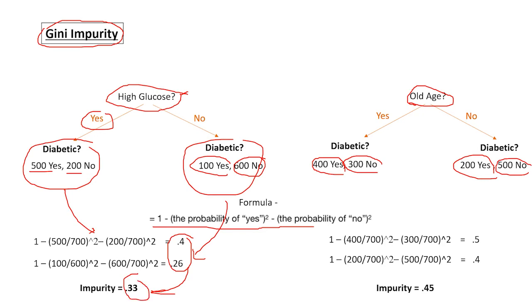Now let's suppose there were 700 yes and 0 no. The probability of yes would have been 1, so the impurity would have been 0. Then high glucose would have been a perfect, ideal feature to be used as the root node. But there is some impurity, and the feature with the lower value will be used as the root node. So in this case, high glucose is giving more purity than old age. So high glucose will be used as the root node.